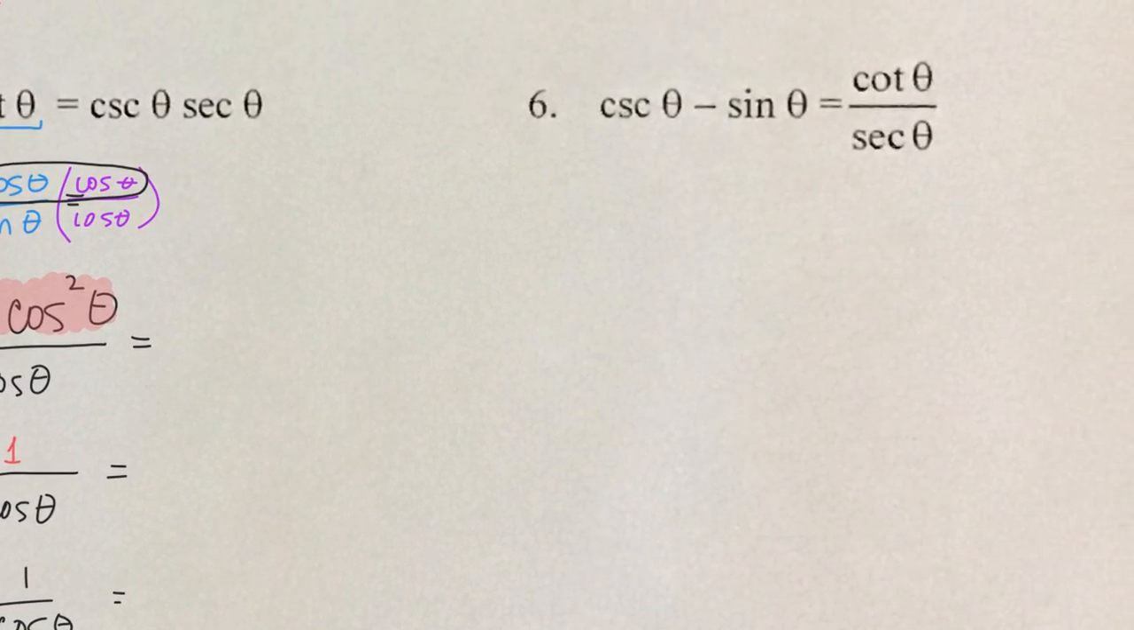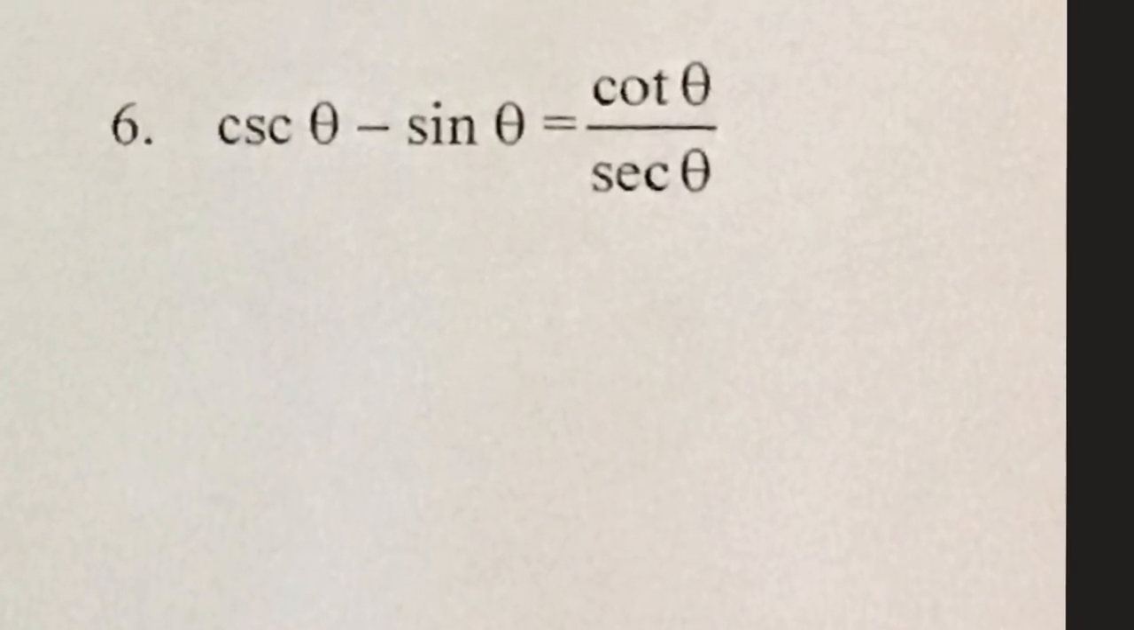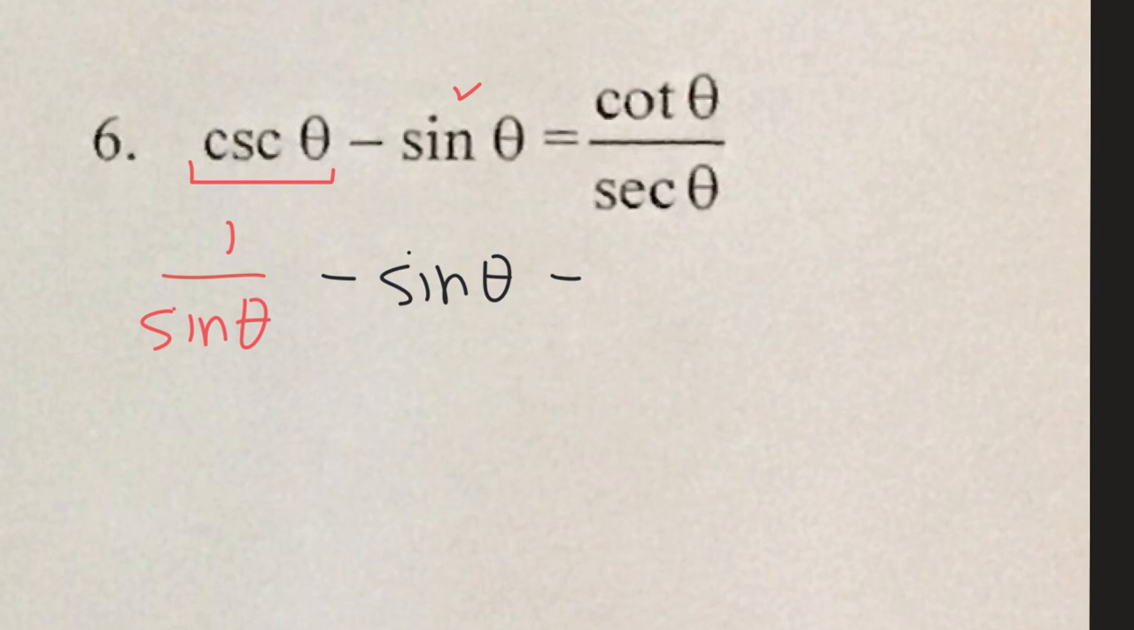Okay, let's check out our last one. We want to change our subtraction problem into a division problem. Cosecant minus sine needs to equal cotan over secant. Okay, so we're changing subtraction into division. All right, number one strategy, replace everything with its equivalent sine and cosine. Well, sine's already there. I don't have to change that one. But cosecant is the reciprocal, 1 over sine. Our number one strategy is to write everything in terms of sine and cosine.